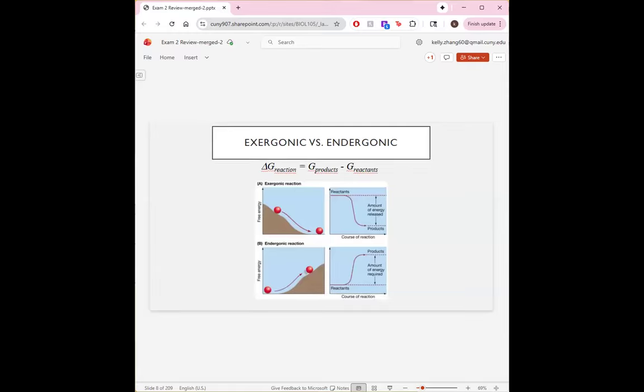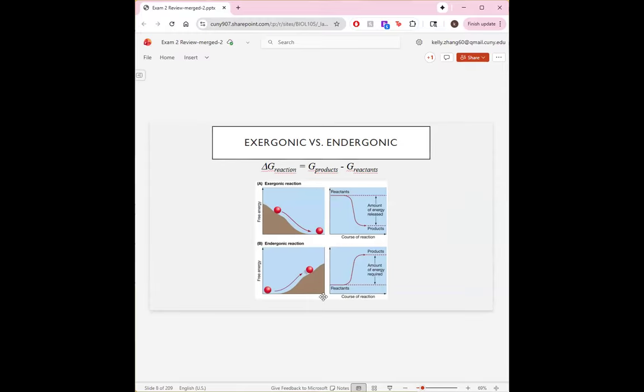Exergonic reactions release free energy. Delta G is the change in free energy. In an exergonic reaction, delta G, the change in free energy, is negative. These are catabolic reactions, meaning complex molecules are broken down, releasing free energy, and small molecules are the products.